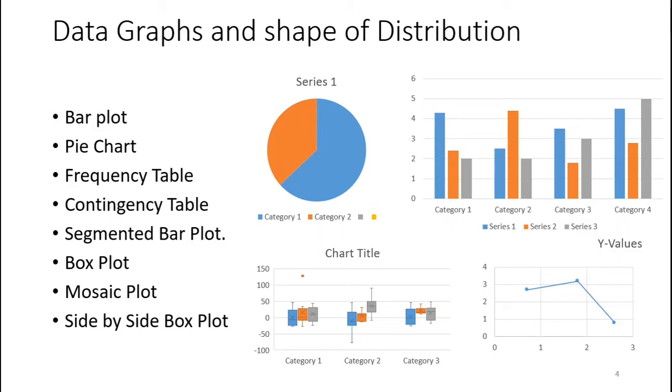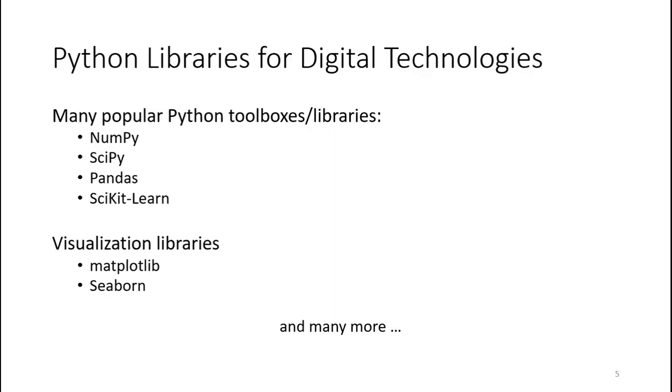You can have a frequency table, a mosaic plot, or a side by side plot, depending upon the way you want to describe your data. Now, Python provides us a lot of different libraries and tools for visualizing data. NumPy, SciPy, Pandas, and scikit-learn help us to load the data. And using those arrays, we can use visualization libraries like Matplotlib and Seaborn to visualize the data.